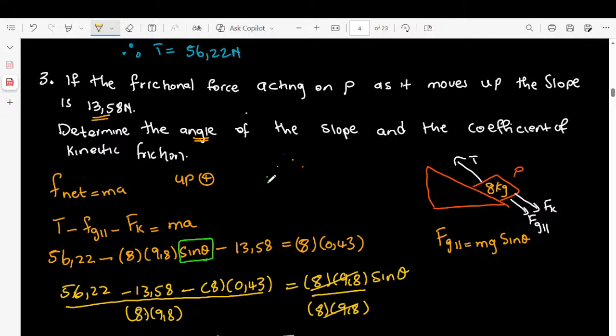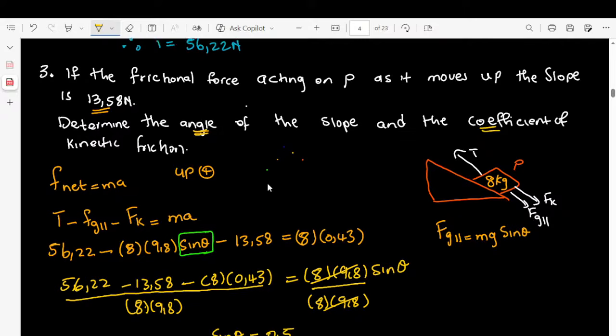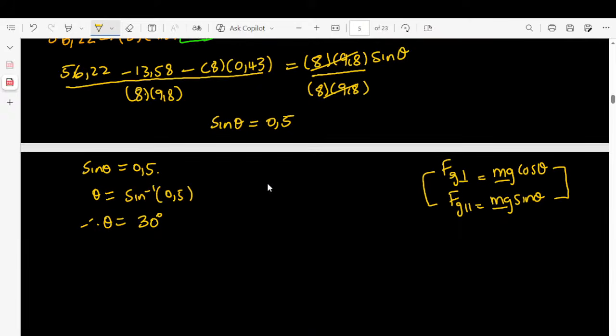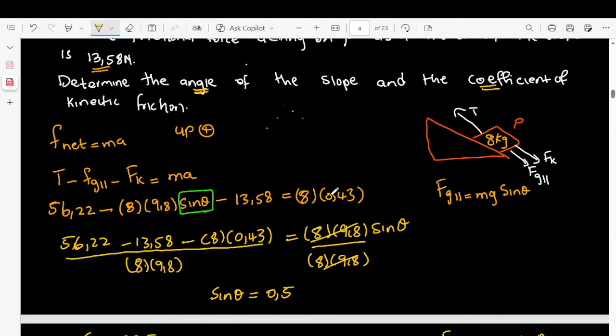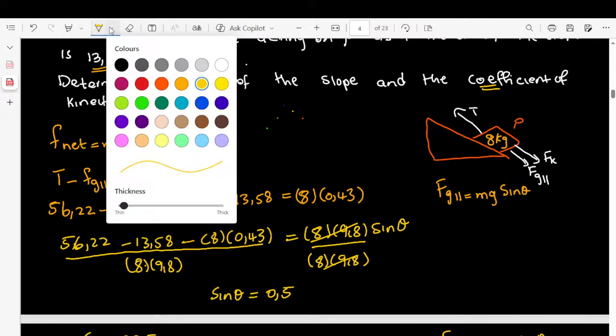Because the question says determine the angle, and they want us to find the coefficient of kinetic friction. So write the formula of kinetic friction down. Fk is equal to Uk multiplied by the normal force. Now please look at this. We need to find the normal force, and this object is on an incline. What is the normal force equal to?